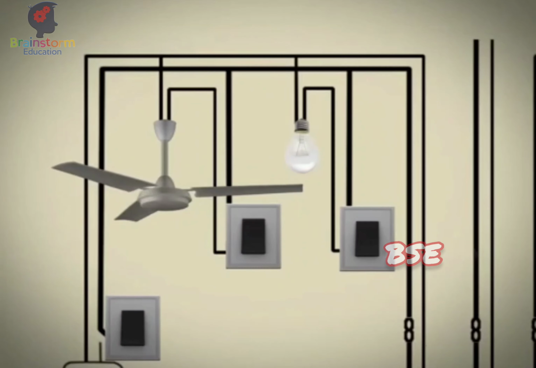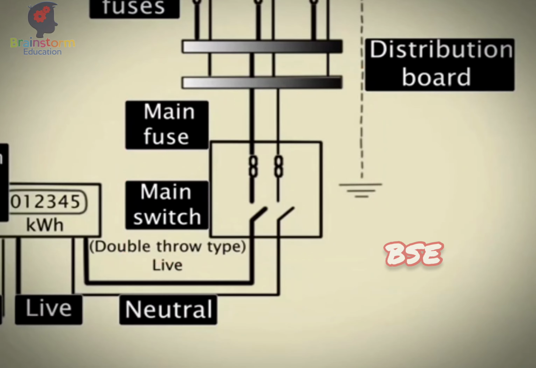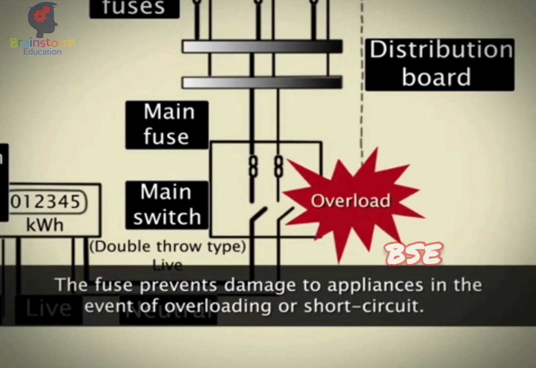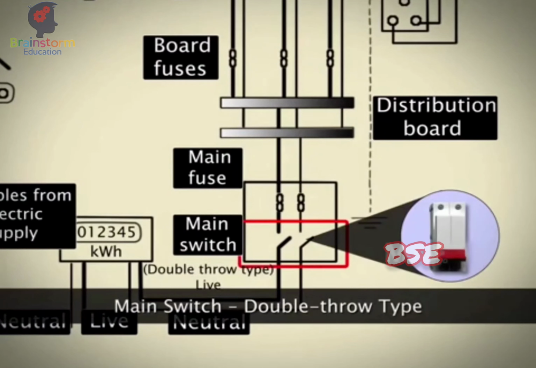The electric fuse is the most important component of domestic circuits. The fuse prevents damage to appliances and the circuit due to overloading or short circuit. Main switch is of the double throw type. It makes or breaks the contact with live and neutral for additional safety.